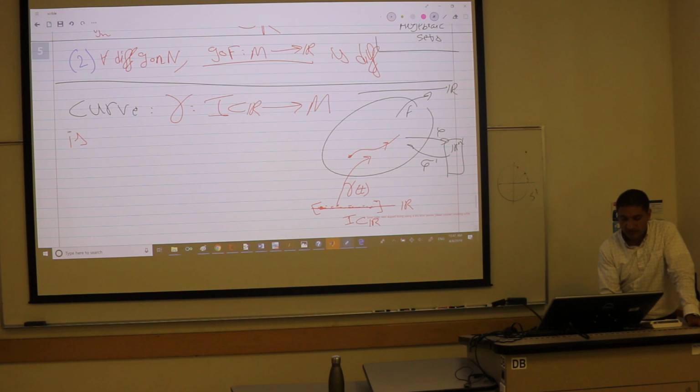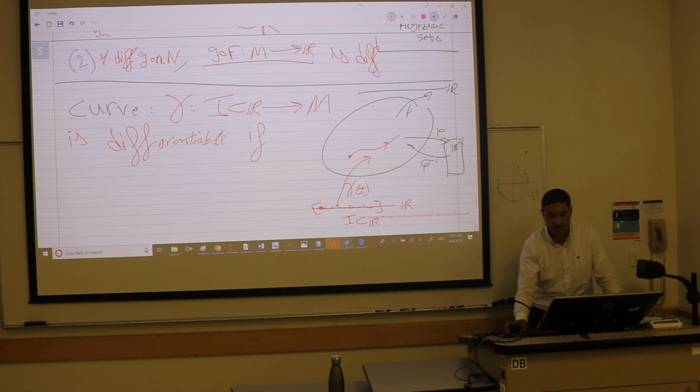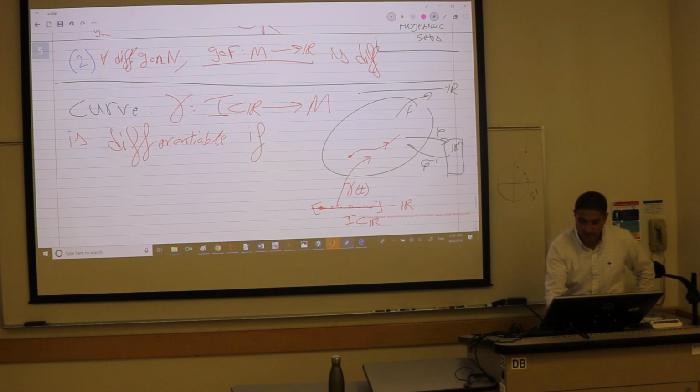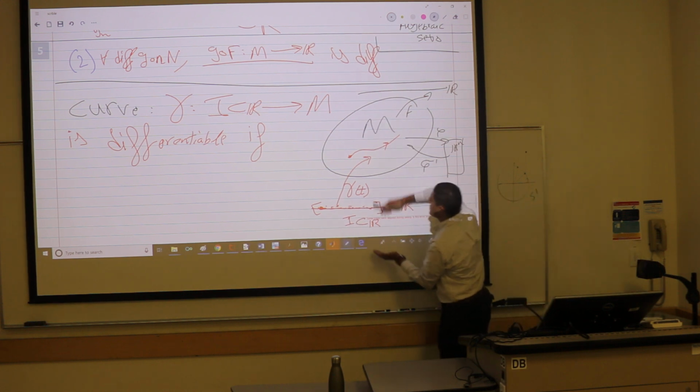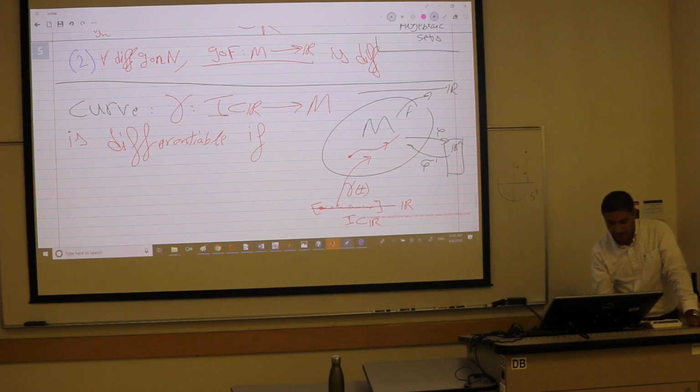Can you give me a definition for its differentiability? It is differentiable if what? This is a special case of the previous case. Why? Because it's a map between two manifolds. Obviously, this guy is a manifold, and M is a manifold by definition. So it's a map between two manifolds. Can you give me a definition? Any suggestion?